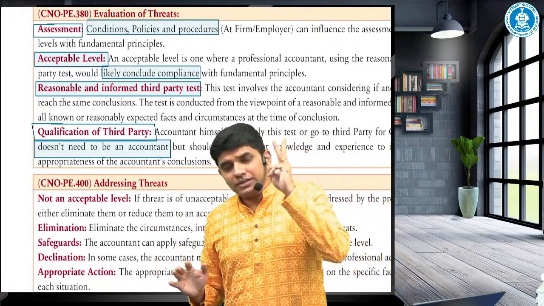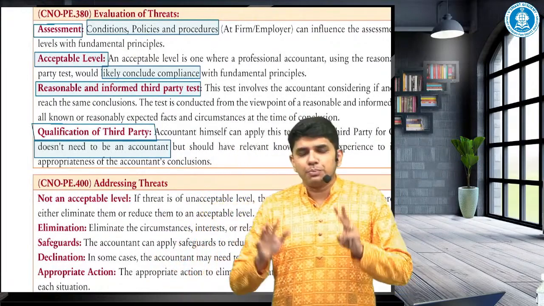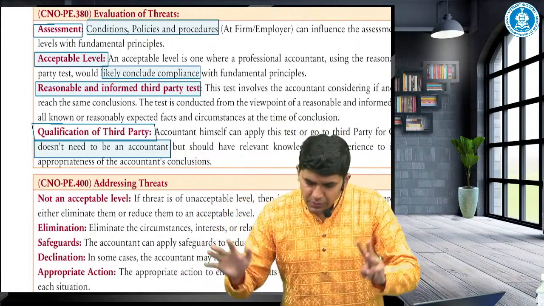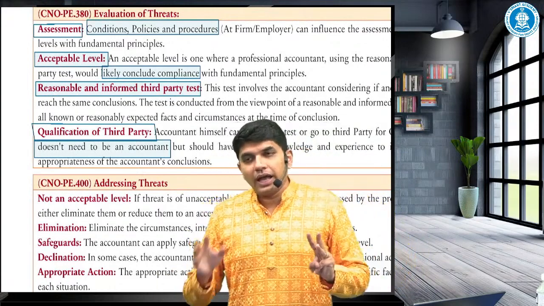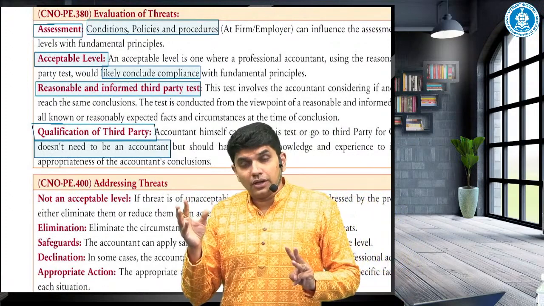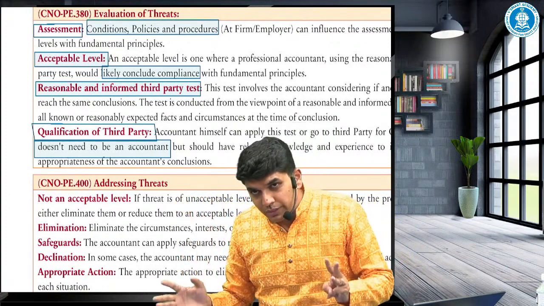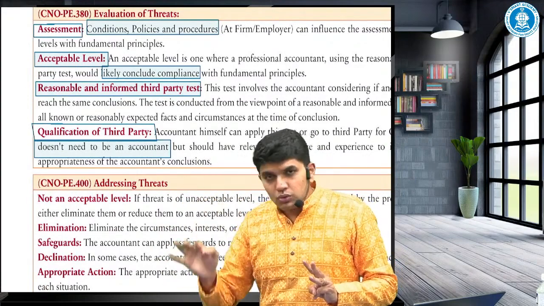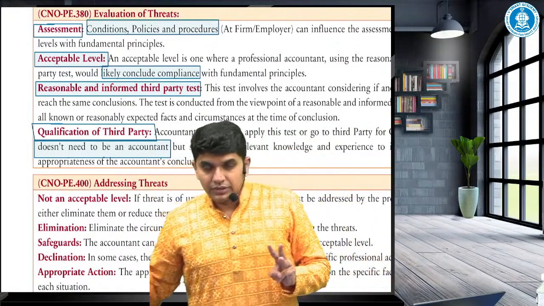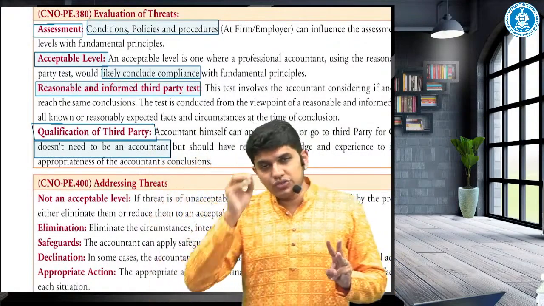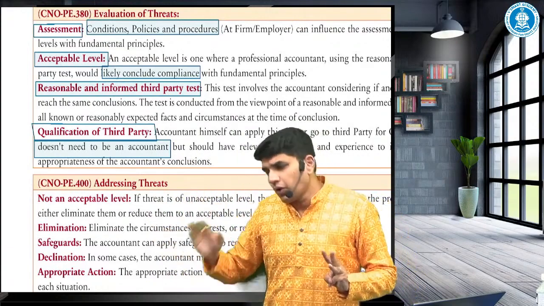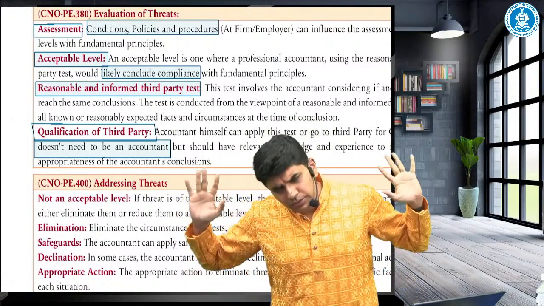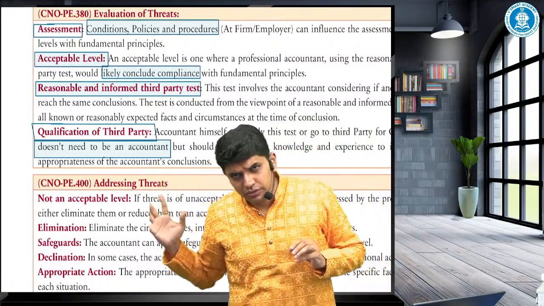Now, in this test, either we simply assume that we are giving all the information to a knowledgeable, reputed, reasonably informed third party and think about what conclusion they will make, or we can literally go to a third party and take their opinion. This is how this test is done. Either you sit in your chamber and assume about it, or you simply go to a third party. This third party need not be a chartered accountant, can be a company secretary, can be a professional.